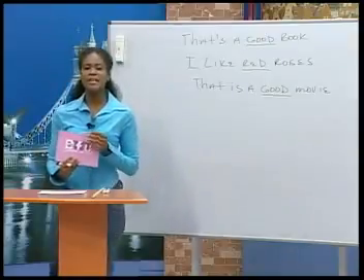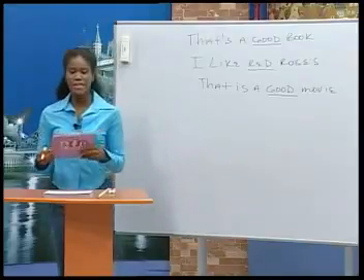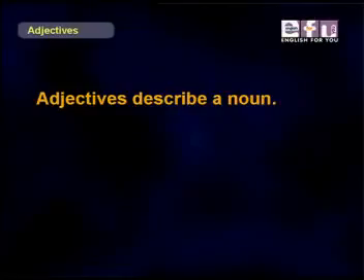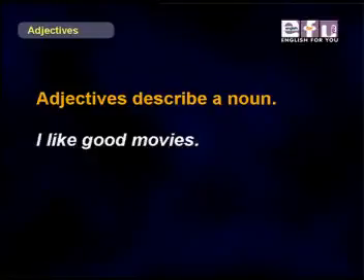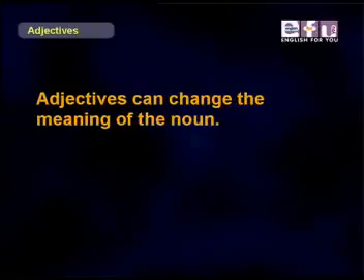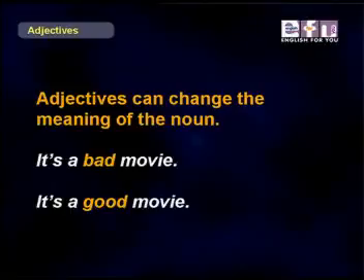So now we know what an adjective is, and we also know how to use an adjective. Let's take a look at some more examples. Please follow along on your screen. Adjectives describe a noun. For example, I like good movies. Good describes movies. And adjectives can change the meaning of the noun. Look at these examples. It's a bad movie, or it's a good movie. So it changes the meaning of the noun movie.